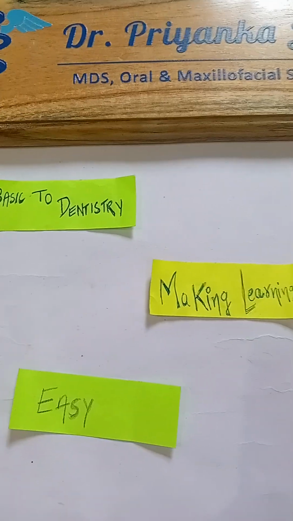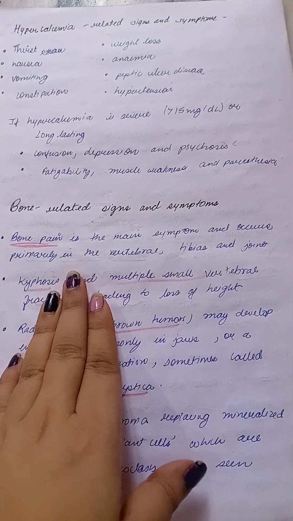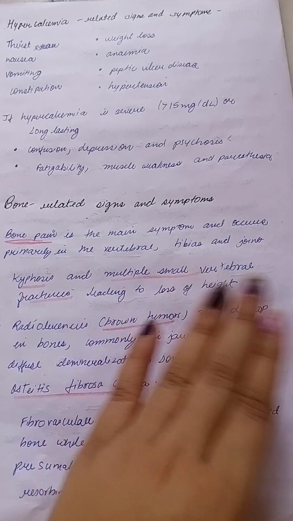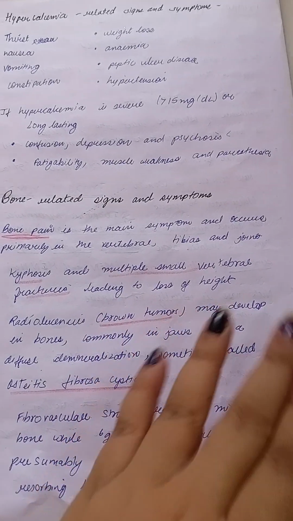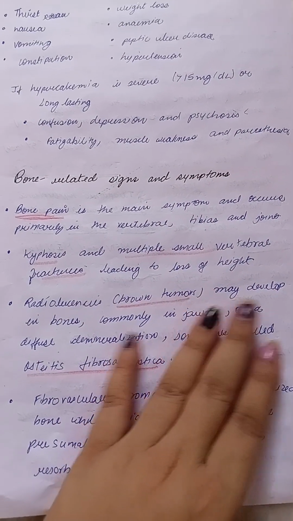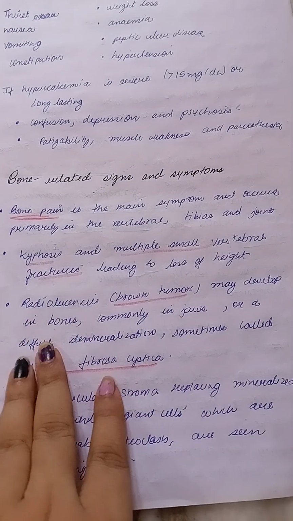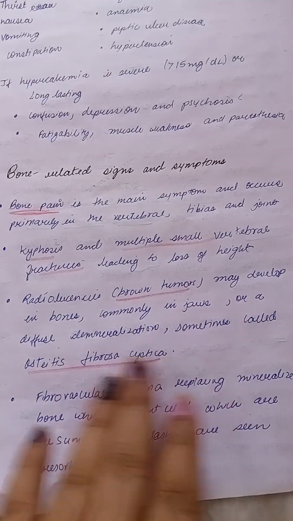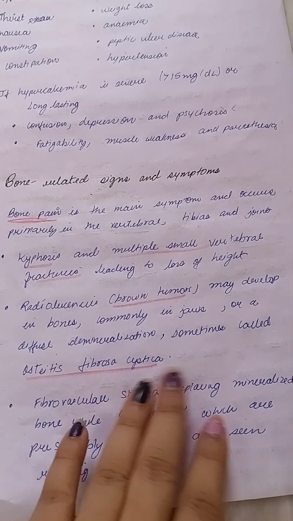Okay, let's start today's topic. Coming to bone related signs and symptoms. Bone pain is the main symptom and occurs primarily in vertebrae, tibias and joints. Kyphosis and multiple small vertebral fractures lead to loss of height. Now, radiolucencies, brown tumor, may develop in bones, commonly in jaws, or a diffuse demineralization, sometimes called osteitis fibrosa cystica.